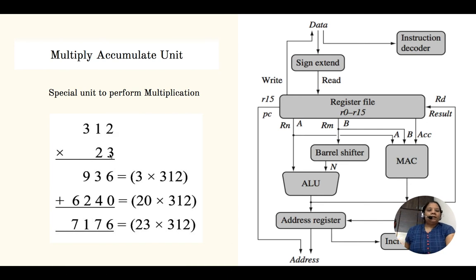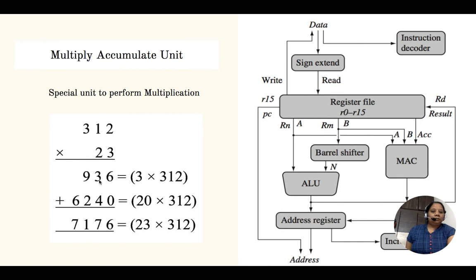So what this multiply accumulate unit does is, it takes the two values, 312 from the A bus and the second value 23 from the B bus, and multiplies. These intermediate results are taken and stored back into the ALU. Next time, it again takes the A value and B value, multiplies, and stores the second intermediate result into the ALU. Finally, when it does the final addition, it takes the intermediate results from the ALU, adds them, and gives the final result.